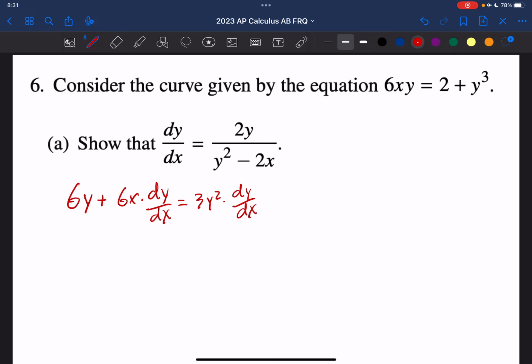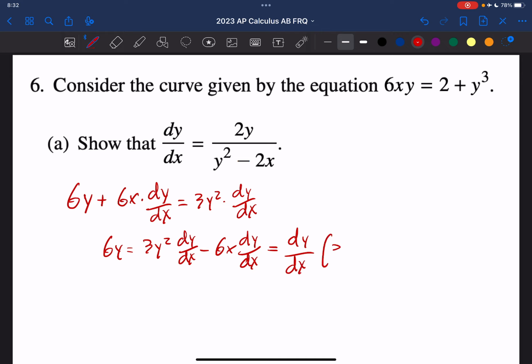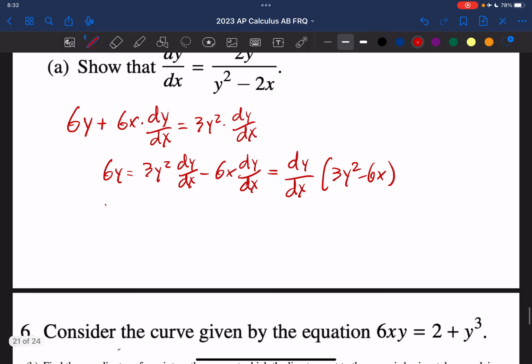Now, since we want to solve for dy/dx, we want to get these two terms on the same side. So I have 3y squared dy/dx minus 6x dy/dx. Now these two terms both have dy/dx, so we can factor that out. And so we have 3y squared minus 6x. So 6y over 3y squared minus 6x.